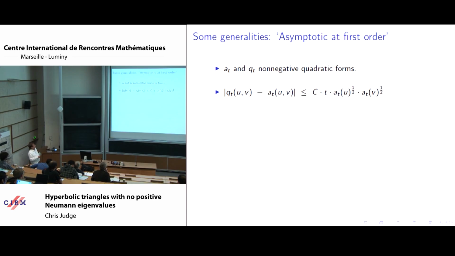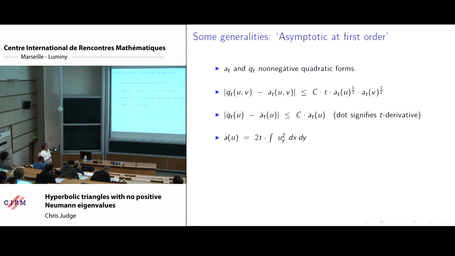Here I've written it in the polarizations of QT and AT. And moreover, you can check, I didn't do it, that if you take the derivative with respect to time of QT and the derivative of AT, then they're bounded by something involving AT. Okay, so this is what we'll call asymptotic at first order. So QT and AT are very close, and the idea is to transfer information about AT to understand things about QT.